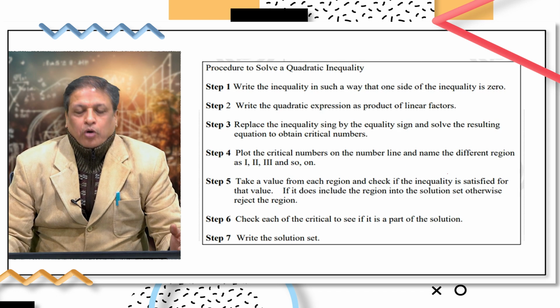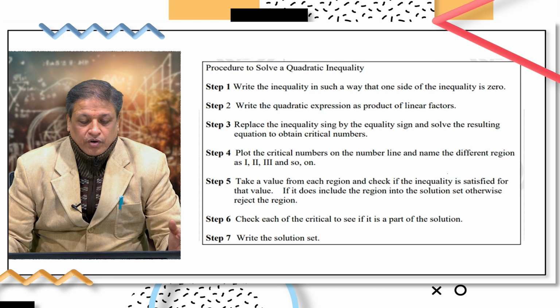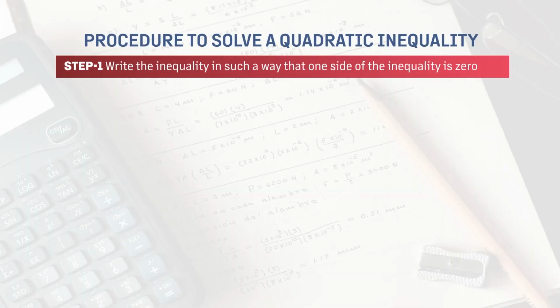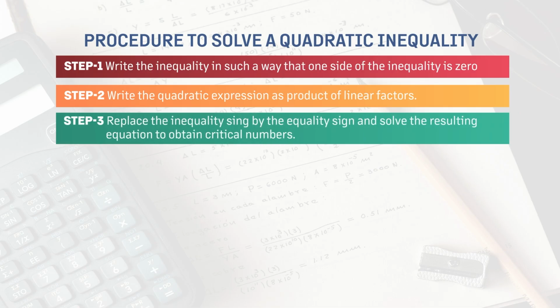So there is a proper procedure to solve quadratic inequalities. The steps are listed over here. We will learn how to apply these steps just by an example. So step 1 says write the inequality in such a way that one side of the inequality is 0. Step 2, write the quadratic expression as product of linear factors. Step 3 says replace the inequality sign by the equality sign, as we did earlier also, and solve the resulting equation to obtain the critical numbers.